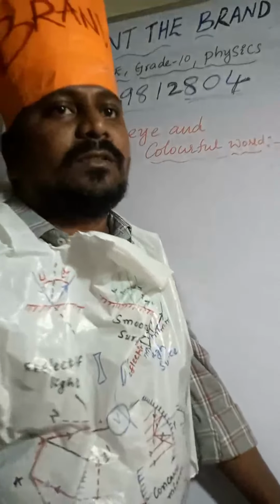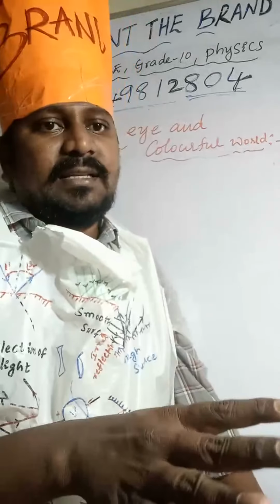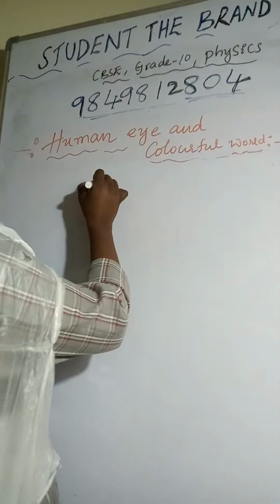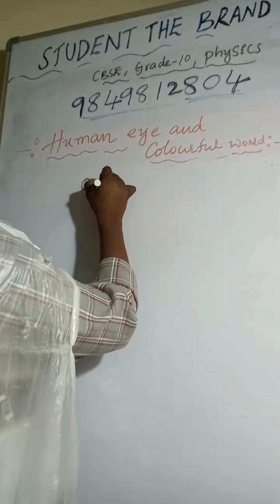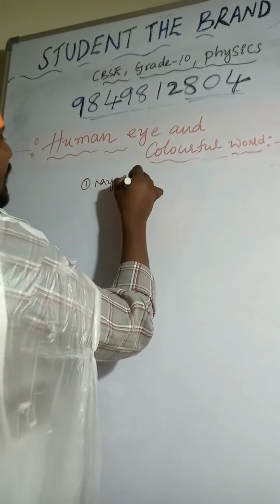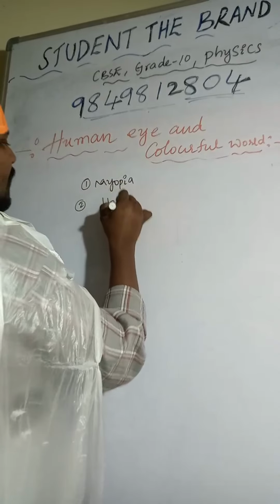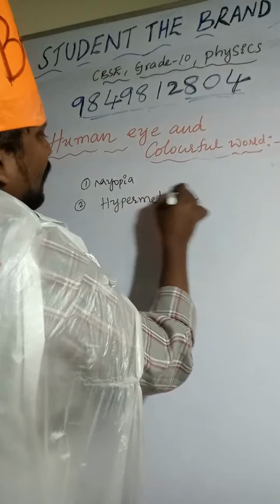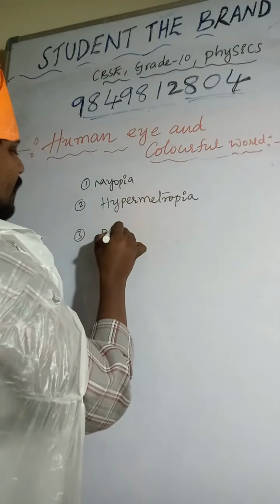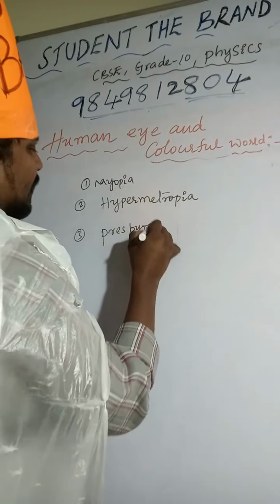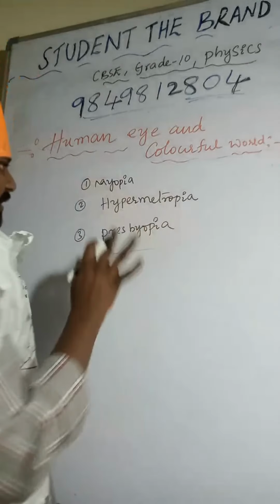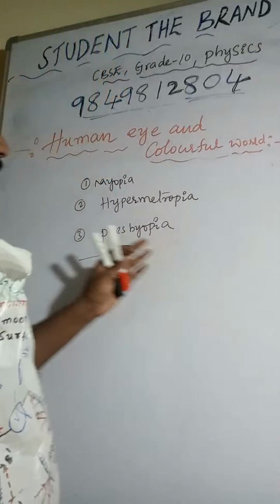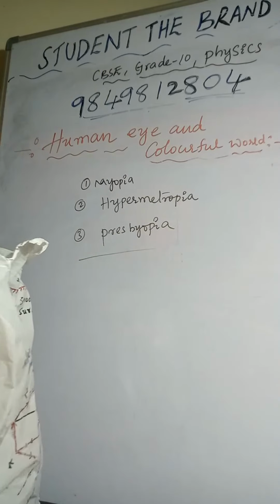There are three refractive defects, as of now according to our syllabus. One is myopia, the second one is hypermetropia, and the third one is presbyopia. These are the three defects we are discussing in our topic: myopia, hypermetropia, presbyopia.